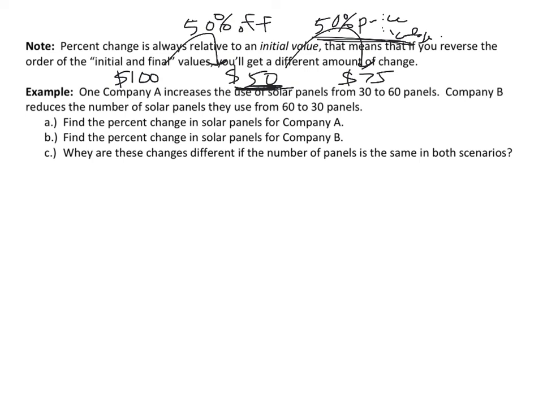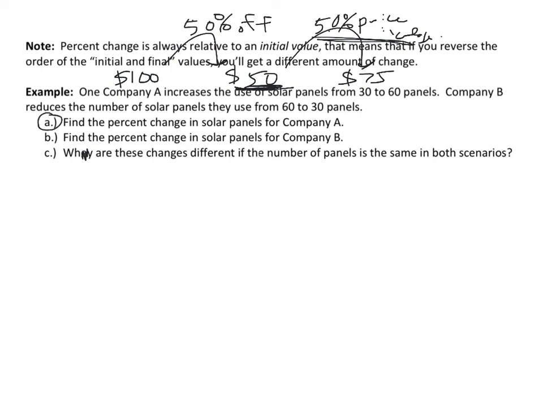So suppose that company A increases the use of solar panels from 30 to 60 panels, and company B reduces the number of solar panels they use from 60 to 30 panels. I want to encourage you, pause the video for a moment, find the percent change in solar panels for A, find the percent change in solar panels for B, and then, why are these changes different if the number of panels are the same in both scenarios? Okay, so pause the video for a moment, work those out.